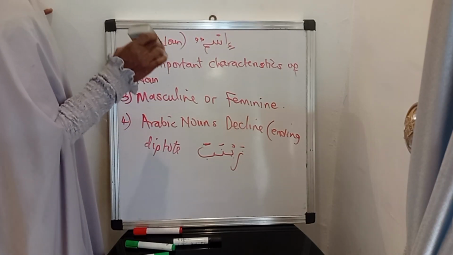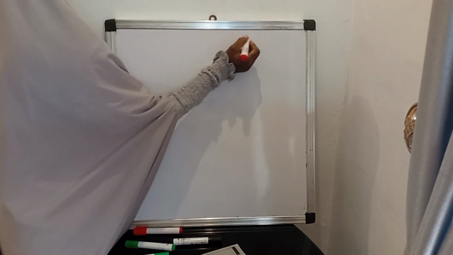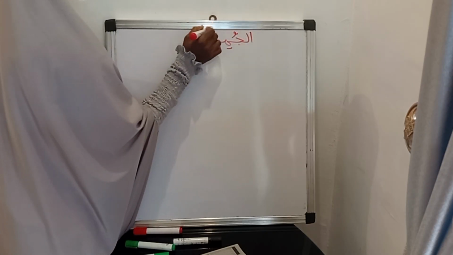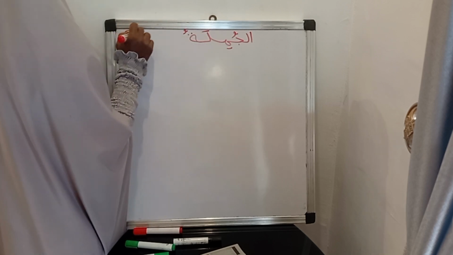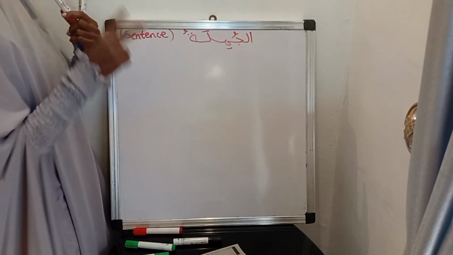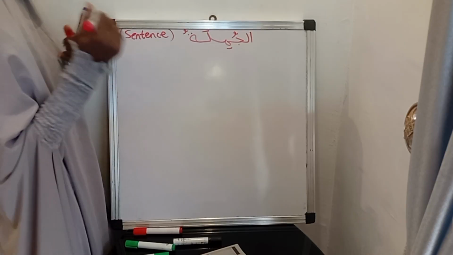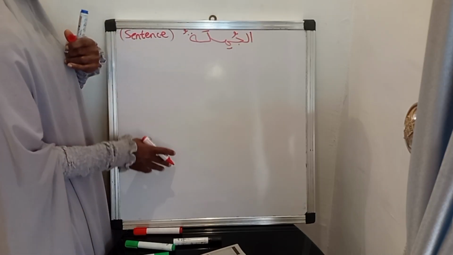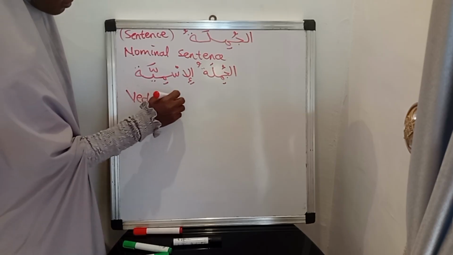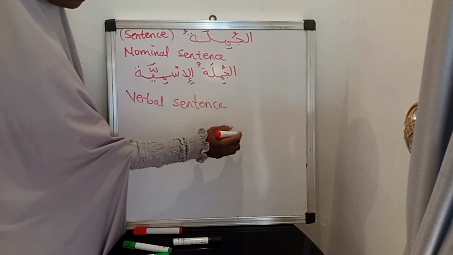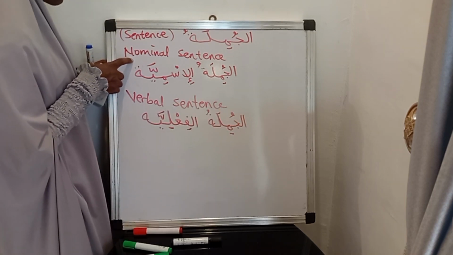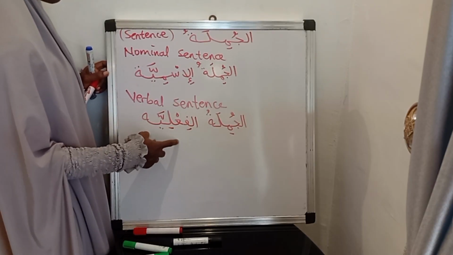Having said that, let's look at the second thing we want to learn today, which is the sentence, al-jumla. Arabic sentences are of two forms. We have the nominal sentence, which we call al-jumla al-ismiyya, and we have the verbal sentence, which we call al-jumla al-fi'liyya. But today we are going to be looking at the nominal sentence because we are still talking about noun. When we get to verb, we'll talk more about the verbal sentence.